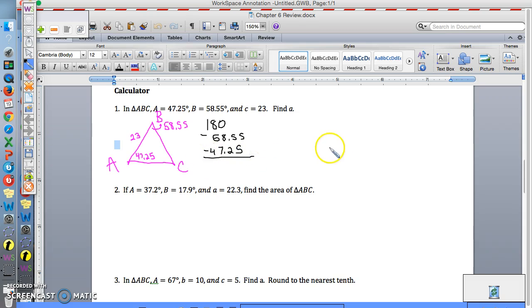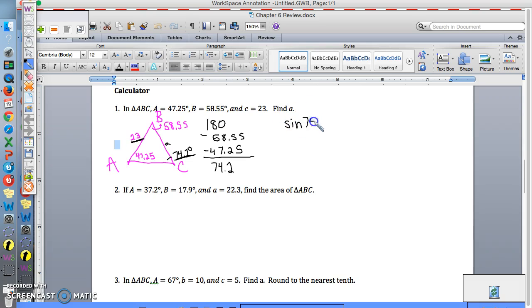And make sure you're pausing the video to do this. I'm just going to work through from the answer key that I had here. We ended up with 74.2. So here's 74.2 degrees. And we're asked to find little a. Well, now we can set up law of sines because we have an angle and the side opposite.